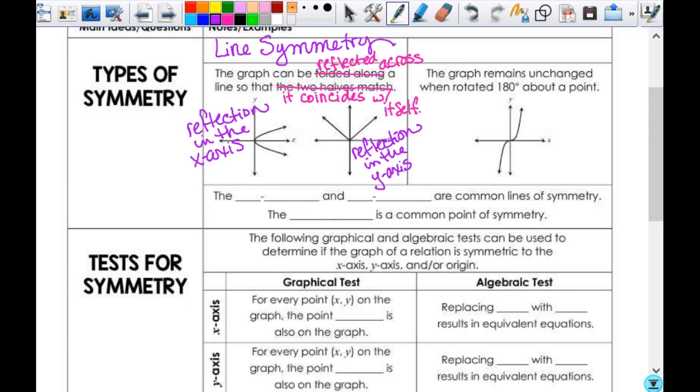Then we have this one, and there's some bad wording here too. It says the graph remains unchanged when rotated 180 degrees about a point. That sentence doesn't even make any sense. You can't remain unchanged if you change it, right? So the graph looks unchanged when rotated 180 degrees about a point, and that point has to be the origin. So that point right there, and when you do that, it looks unchanged because, again, it coincides with itself. This is called point symmetry, or more specifically, origin symmetry, because the origin is the point of symmetry.